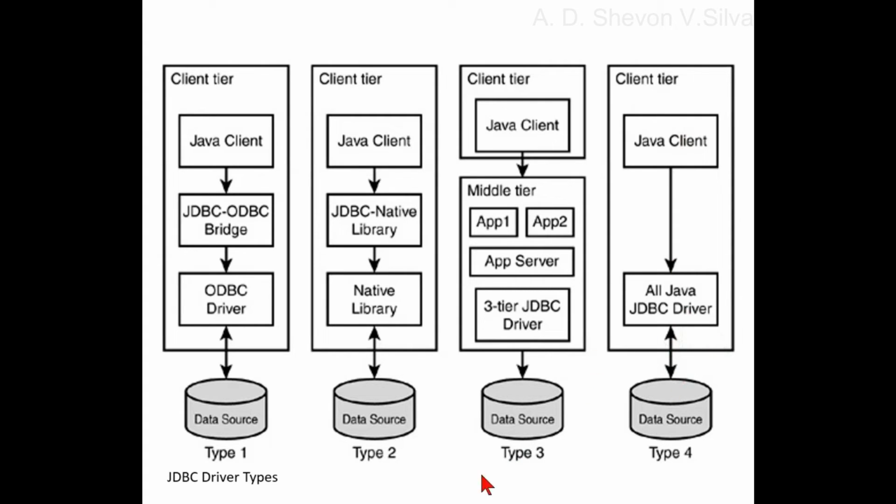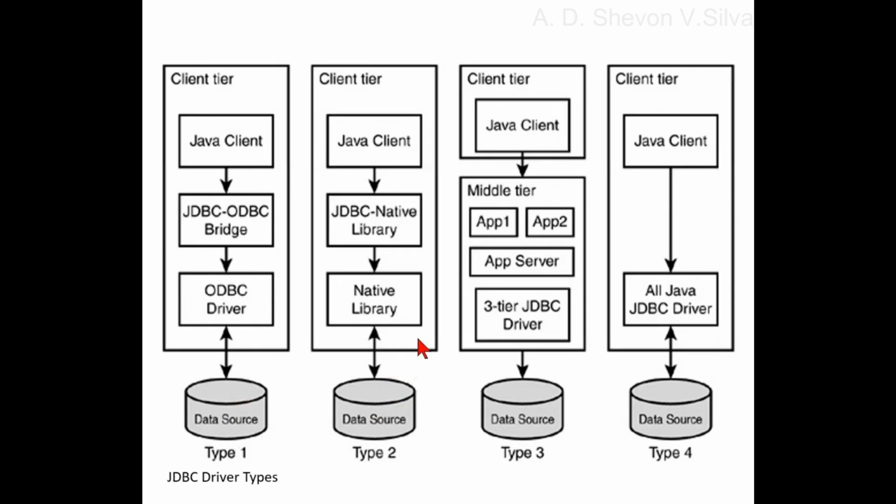Here you can see type 1, 2, 3 and 4 drivers. In type 1, you can see in the client, Java client, JDBC ODBC bridge and JDBC drivers are there. Java client is connected to JDBC ODBC bridge, and JDBC ODBC bridge is connected to ODBC driver, and ODBC driver interacts with data source.